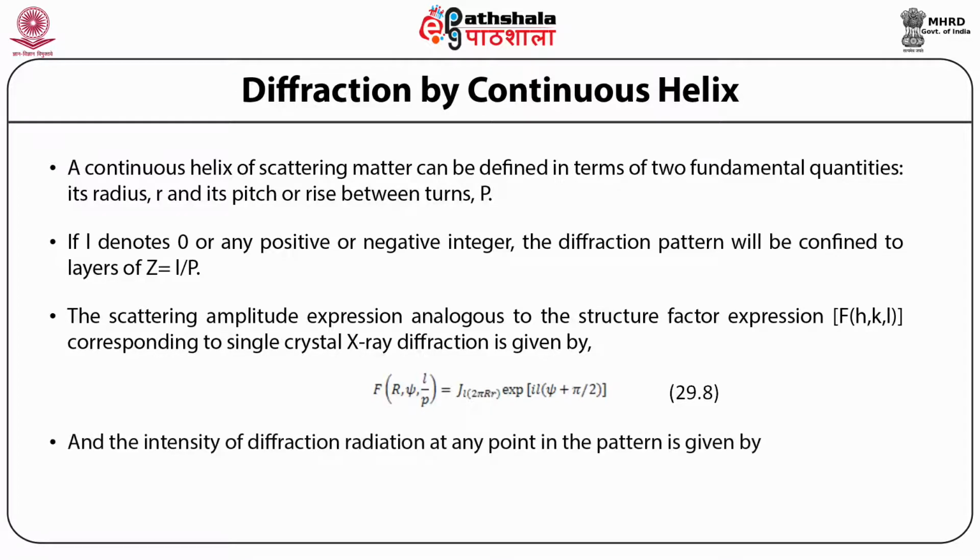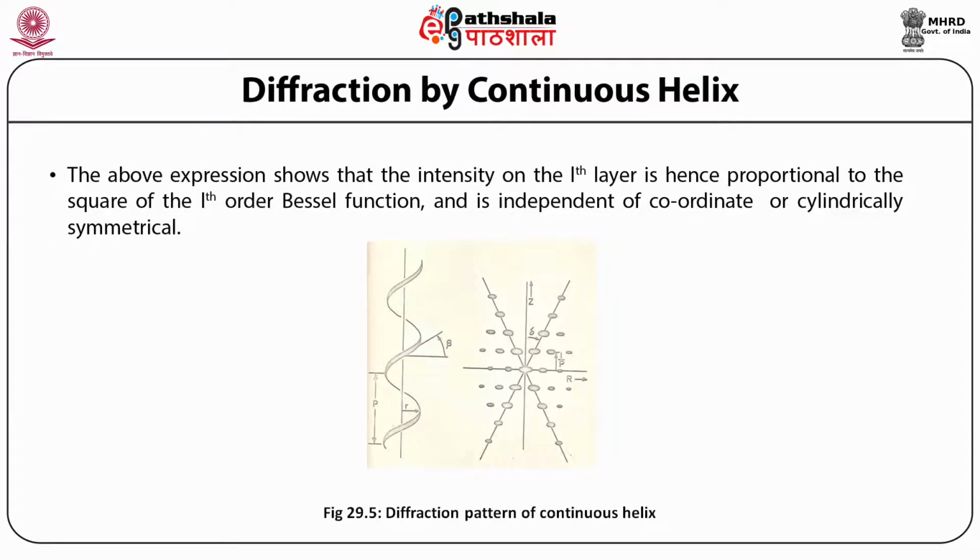The intensity of diffracted radiation at any point in the pattern is given by I, which is proportional to the above amplitude squared, which will be equal to J_l squared of 2 pi R r. Equation 29.9 explains this. The above expression shows that the intensity of the lth layer is proportional to the square of the lth order Bessel function and is independent of the coordinate psi, or cylindrically symmetrical. Figure 29.5 shows the diffraction pattern of a continuous helix.